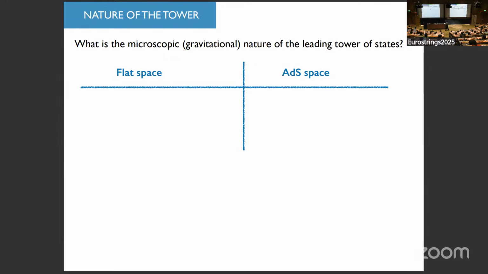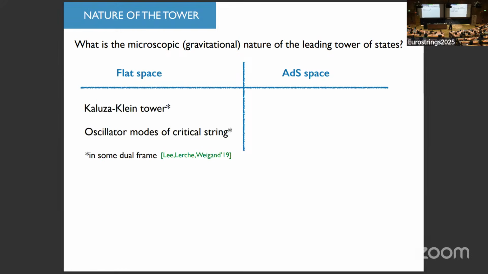Okay, so before starting with this classification, let me make some comments about the expected nature of the tower of operators or of states. So let me distinguish between the flat space case and AdS. In the case of flat space, all these works checking the distance conjecture in different compactifications show that in practice the tower always corresponds, in some appropriate dual frame, to a Kaluza-Klein tower or oscillator modes of the critical string.